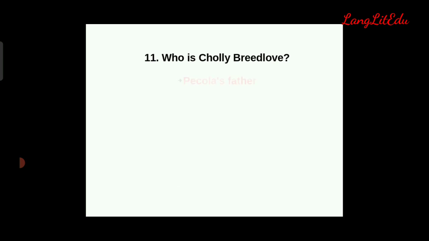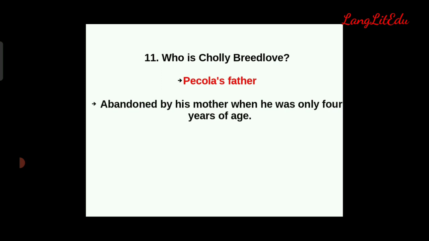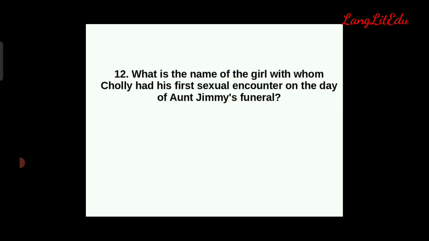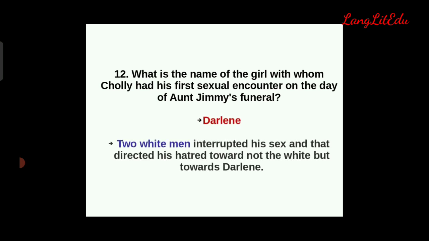Who is Cholly Breedlove? He is Pecola's father, who was abandoned by his mother when he was only 4 years of age, and his guardian was Aunt Jimmy, and he is dangerously free as mentioned in the novel. What is the name of the girl with whom Cholly had his first sexual encounter on the day of Aunt Jimmy's funeral? Darlene, and two white men interrupted his sex, and that directed his hatred not towards the white men but towards Darlene.